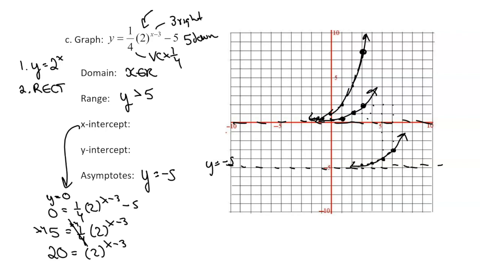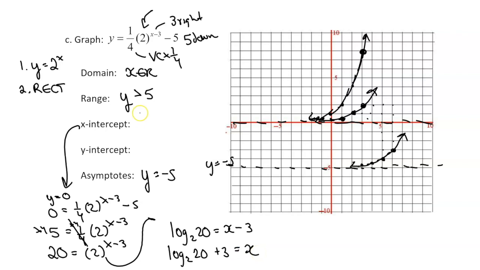And so probably the easiest way to do this is, well, you could log both sides, but I think the easiest way to be able to do this would be to put it into log form. And so if you did that, you could say log base 2 of 20 equals x subtract 3. Let's add 3, and we have x isolated.